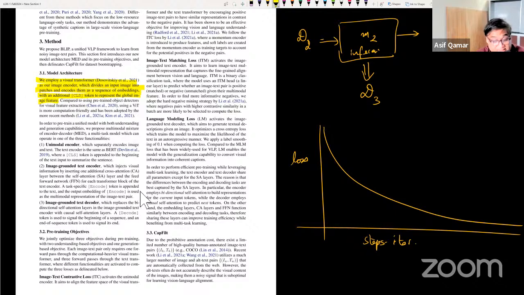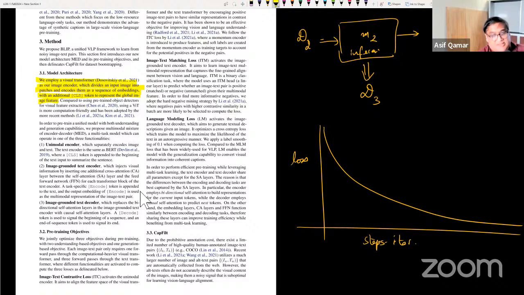ViT, just like in CLIP. Image grounded text encoder, that is something new here, which injects visual information by inserting one additional cross-attention layer between the self-attention layer and the feed-forward network for each transformer block of the text encoder. So this, it's very hard to make meaning out of till you look at the picture. When you look at the picture, it becomes obvious. And therefore, I spend a lot of time on the picture now. A task-specific encoder token is appended to the text and then blah, blah, blah.